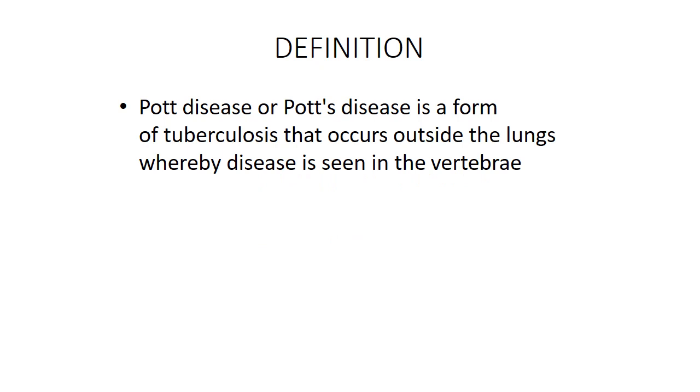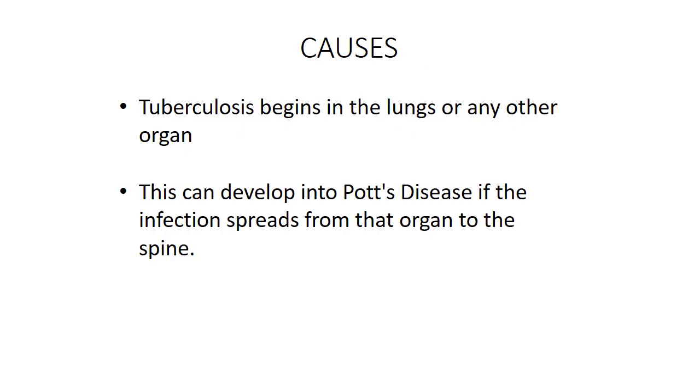So, as I have already told you, Pott's disease is a form of tuberculosis that occurs outside the lungs and involves the spine or vertebrae. Spinal tuberculosis always starts outside the spine. It's a secondary infection. It primarily infects any other part of the body, most commonly the lungs, or it may also involve the large gut or small gut or kidneys or lymph nodes.